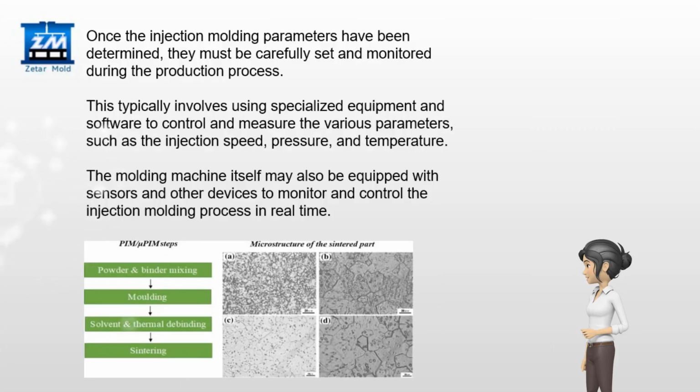Once the injection molding parameters have been determined, they must be carefully set and monitored during the production process. This typically involves using specialized equipment and software to control and measure the various parameters, such as the injection speed, pressure, and temperature. The molding machine itself may also be equipped with sensors and other devices to monitor and control the injection molding process in real time.